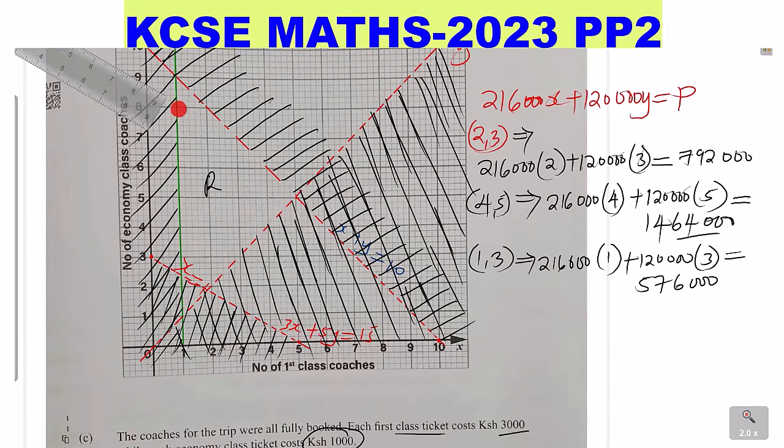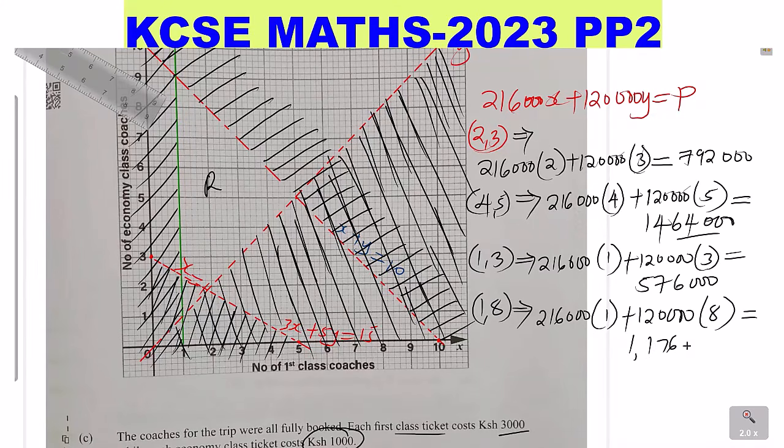So pick the one on the upper side, which is (1, 8). So 216,000 times 1 plus 120,000 times 8. This one will give 1,176,000.